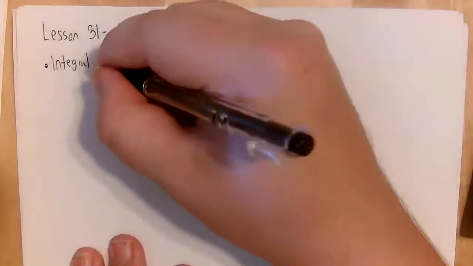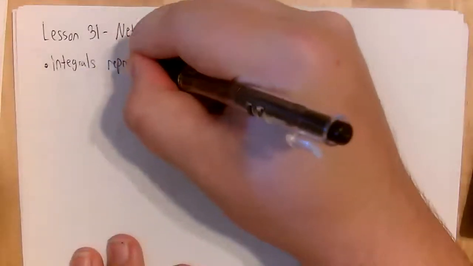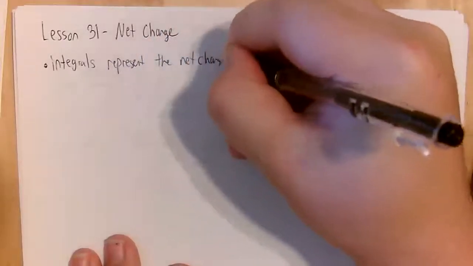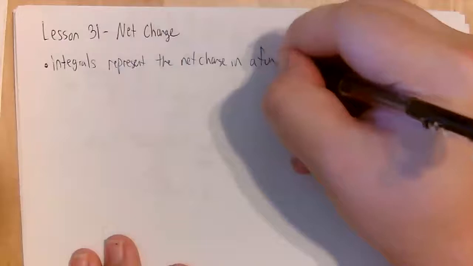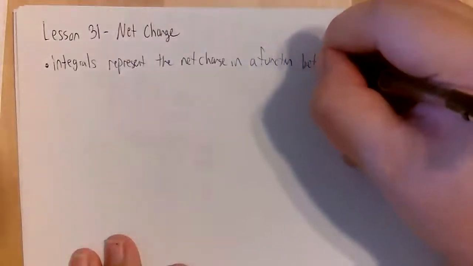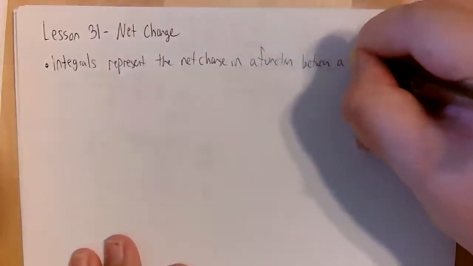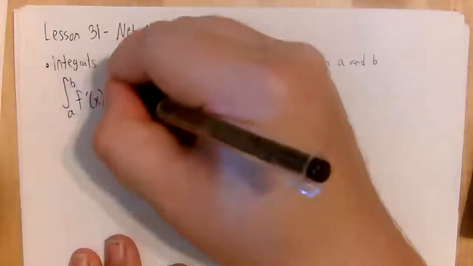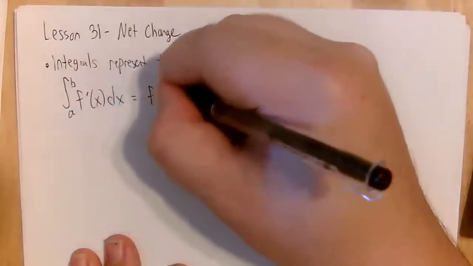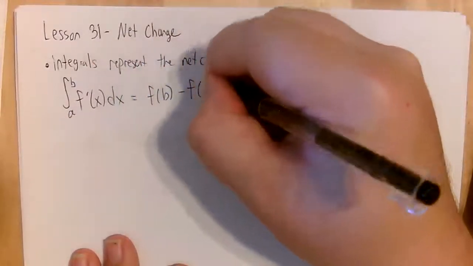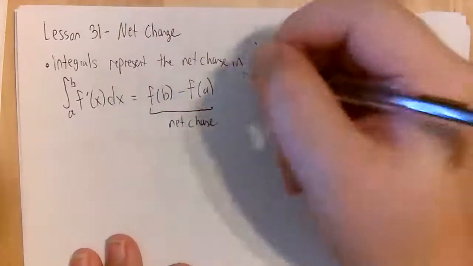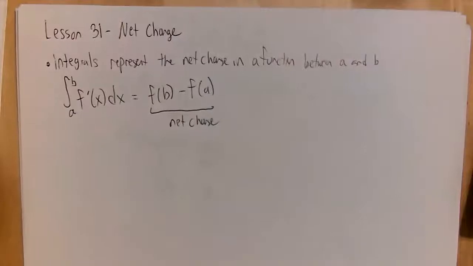So integrals represent the net change in a function between a and b. So if you take the integral of f prime of x between a and b, then it'll be the difference between f of b minus f of a. And this is what's known as the net change. And in many cases, this will be equal to the total change.